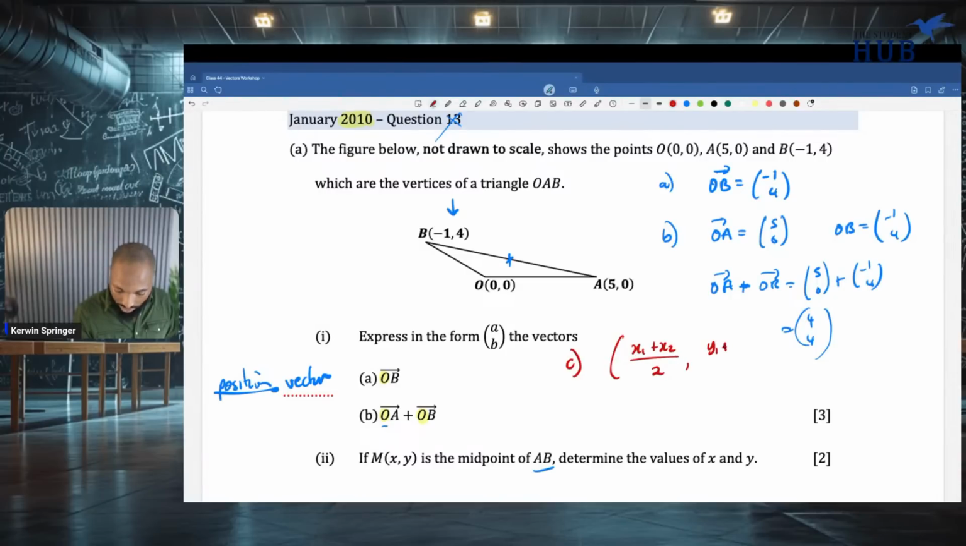What is this formula, class? Who can tell me what this formula is? It came from coordinate geometry. What does this formula do?